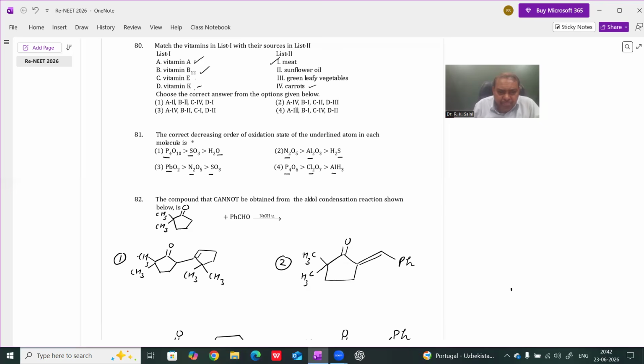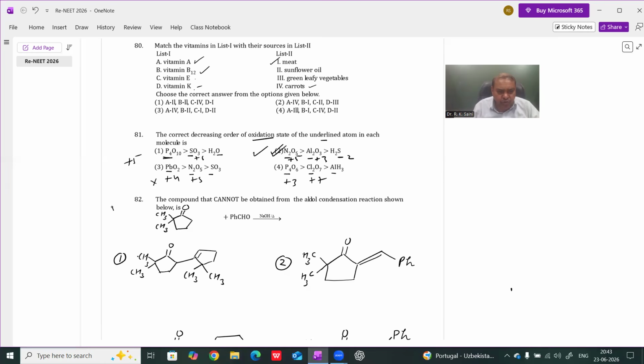Next question: the correct decreasing order of the oxidation state of the underlying atom. The oxidation state of phosphorus in this is +5, and the oxidation state of sulfur is +6. Incorrect. The oxidation state of lead in this is +4. Nitrogen is +5. Incorrect. Aluminium is +3 and sulfur is -2. It is the correct option. In P4O6, the oxidation state is +3 and Cl is +7. No decreasing order. Therefore, the second is correct.